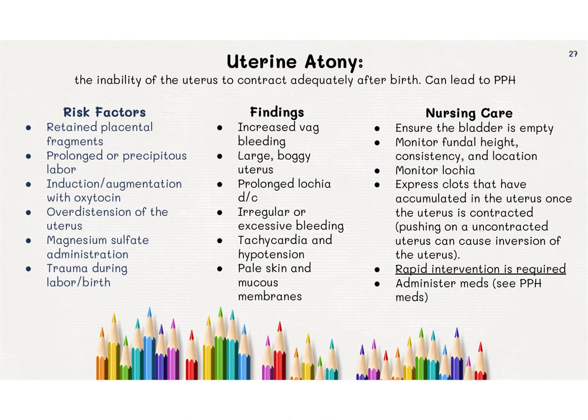So people that are at risk for uterine atony: anytime you have anything retained inside the body, placental fragments, amniotic membrane fragments, okay? Somebody with a prolonged or very, very short labor is at risk for uterine atony. Somebody who has an induction or has received oxytocin. The reason, I'll talk about that a little bit.